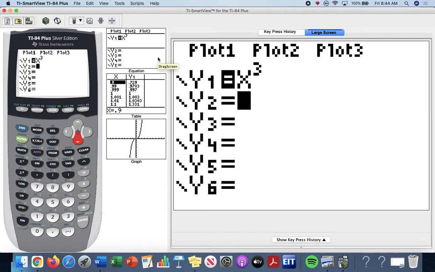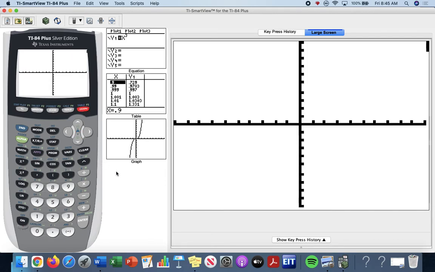Looking at x cubed. So I went ahead and plugged in x cubed into y1. And what we want to do is figure out where this graph is concave up and concave down. Now this is a pretty basic graph, so you may be able to look at the original function and figure out where it's concave up and concave down, but sometimes it may be a little bit more difficult.